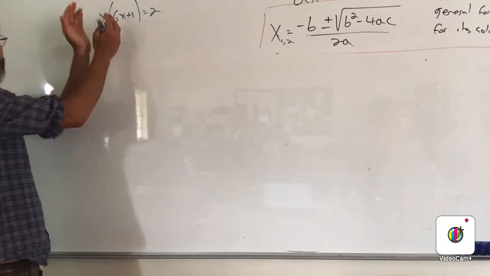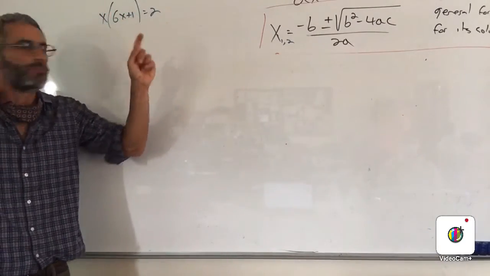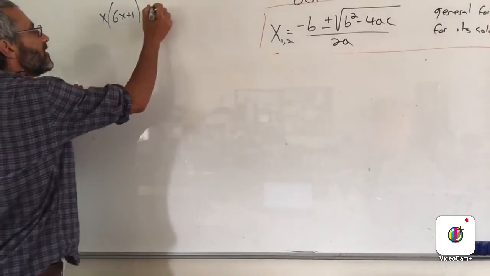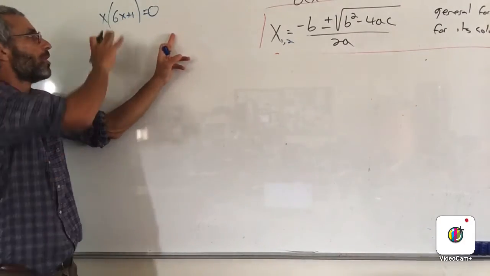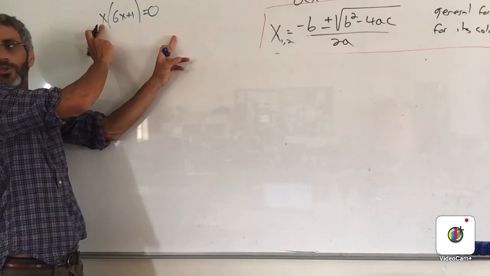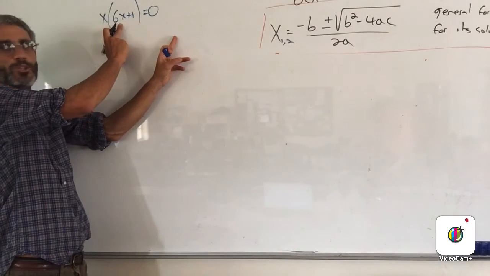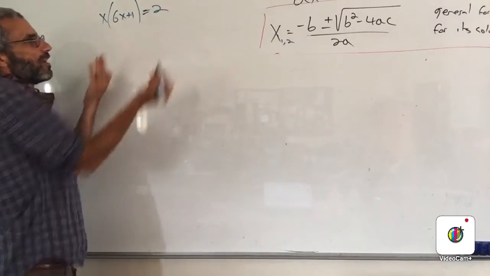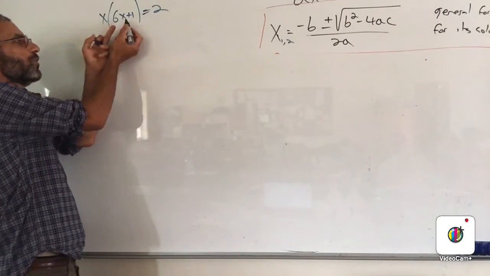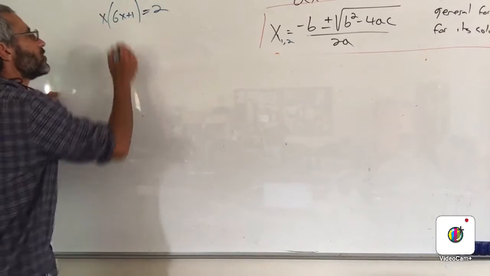When you have things in brackets, it's already factorized. But if the number here was 0, then you don't need to do it. If the number here is 0, it's already factorized. X is equal to 0 or x equal to minus 1 over 6. But if we have a number here, then I can't do it. I can't say this is 2 and this is no. So I need to open it.